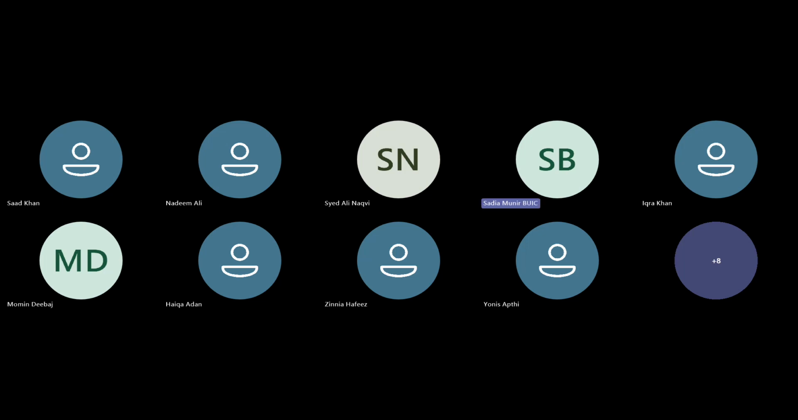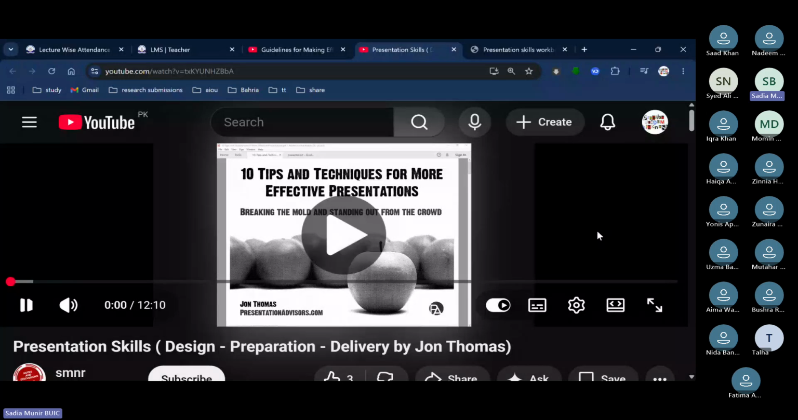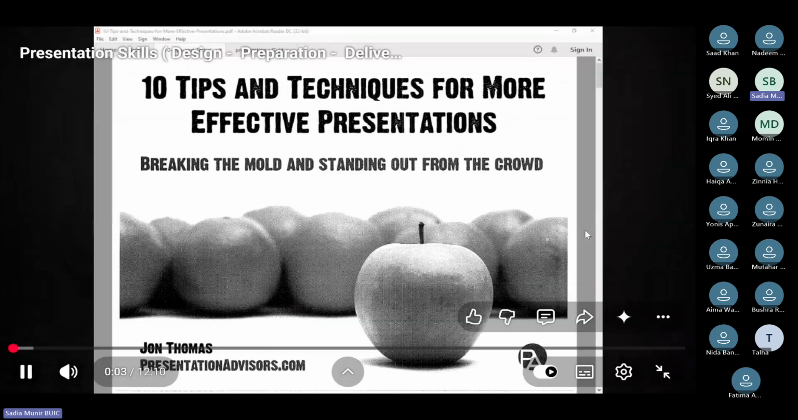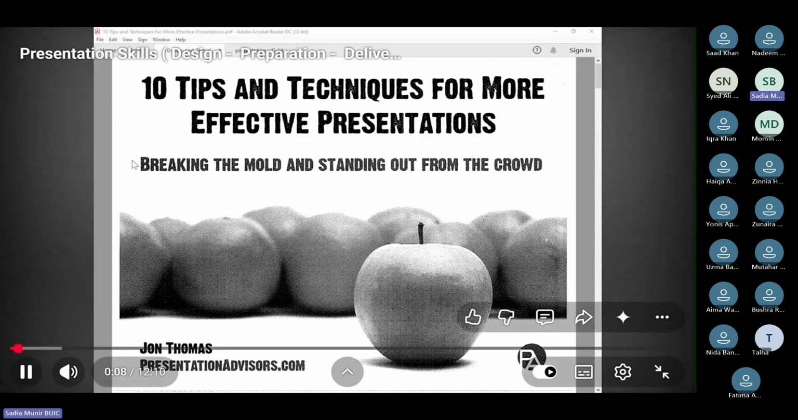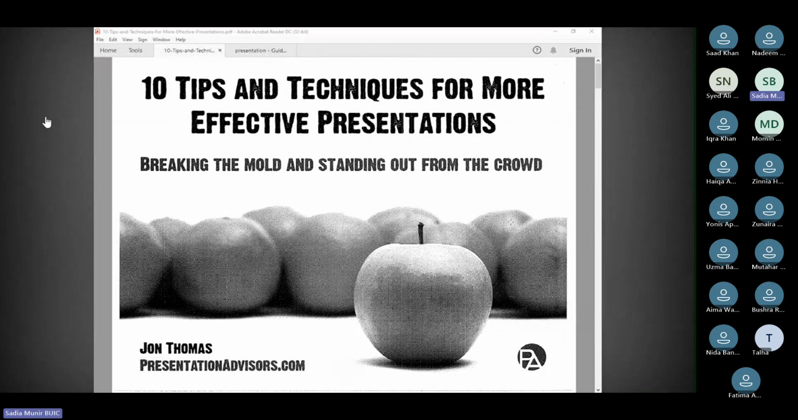Okay. Besides that, the important thing is these 10 tips that should be in your mind regarding the design and preparation of the presentation. I'll just quickly show you this so that you can take a look at it and then we can move forward. So this handout has been written by John Thompson and it has been taken from presentationadvisors.com. Now let's have a look at the tips and techniques.